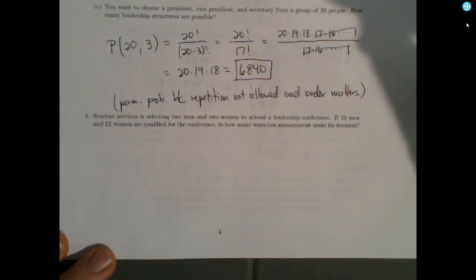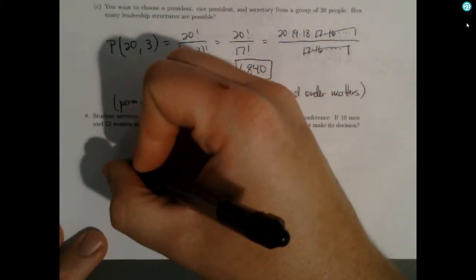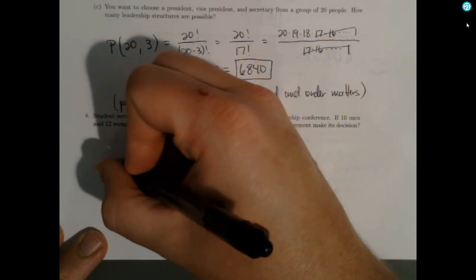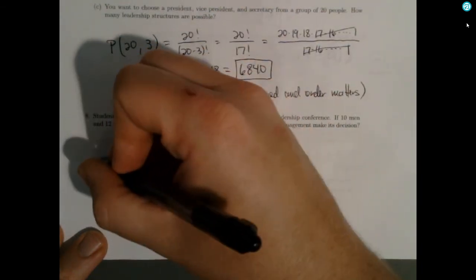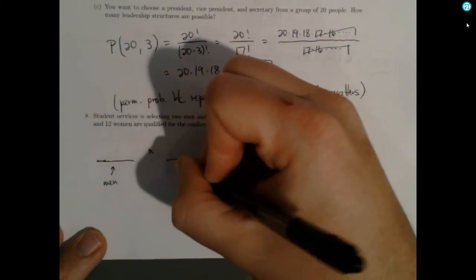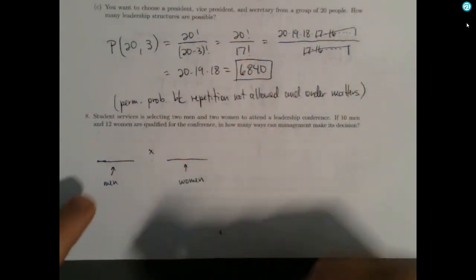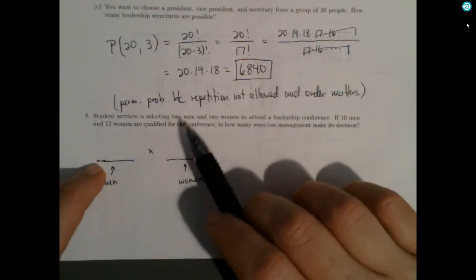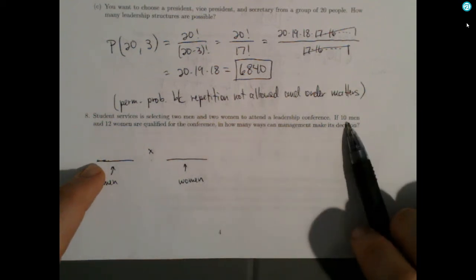Anyway, okay, so I'm going to choose the men first. So I'm going to do a little slot diagram here. All right. So this is going to be for the men, and this is going to be for the women. Okay. Now, how many ways can we choose the 2 men that we're going to send to the conference? Well, we're going to select 2 men out of a pool of 10 men.